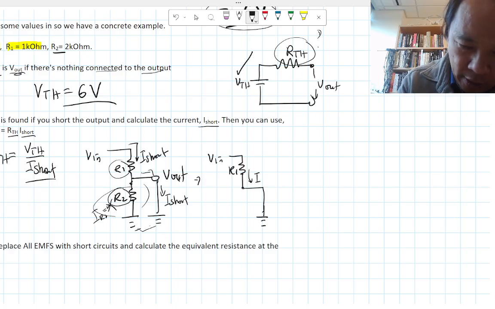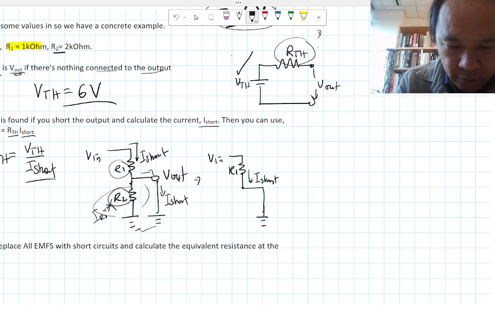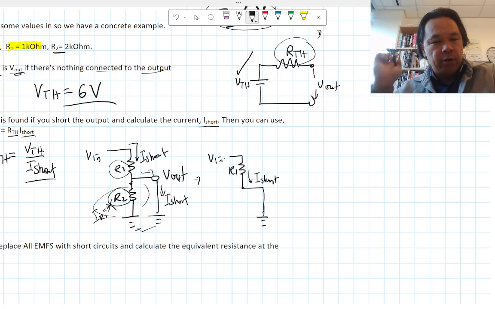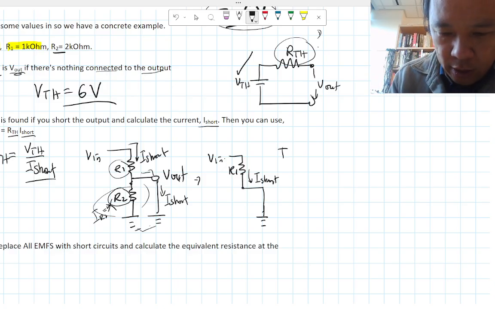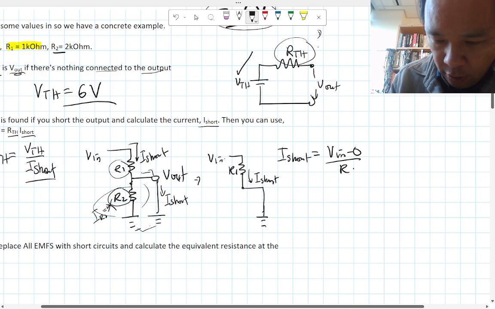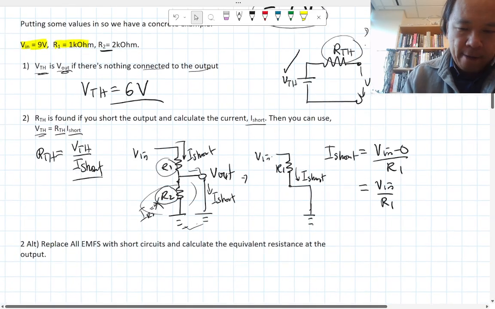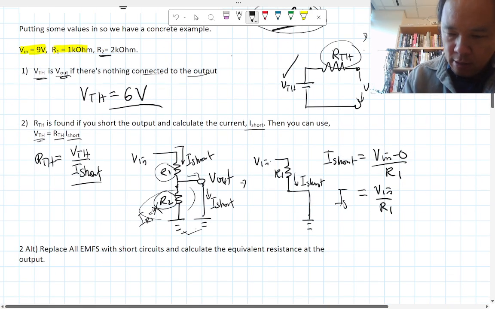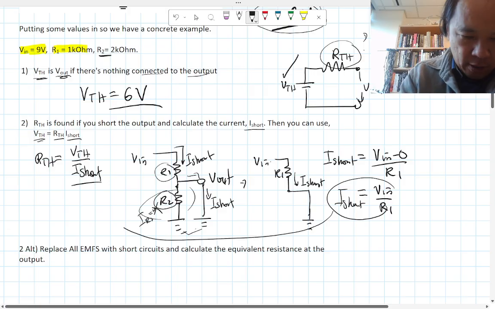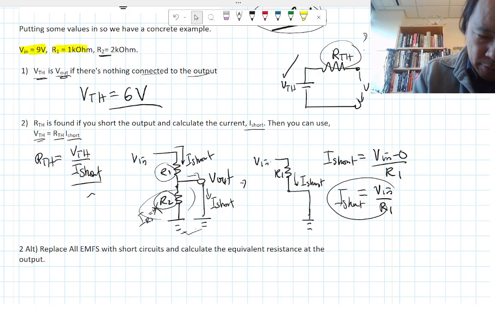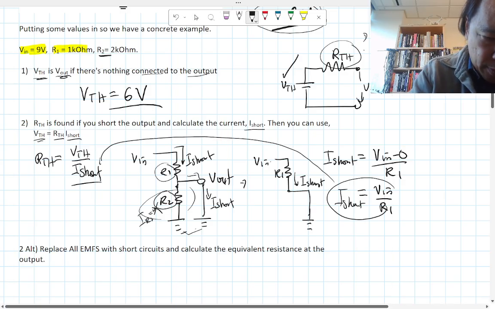Now we have a circuit that has a single voltage, a single resistance and a single current, and we can apply Ohm's law to calculate what this I short circuit is. I short circuit is just going to be Vn to ground, so Vn minus 0 over R1. In other words, just Vn over R1. Now we can plug this back in over here.